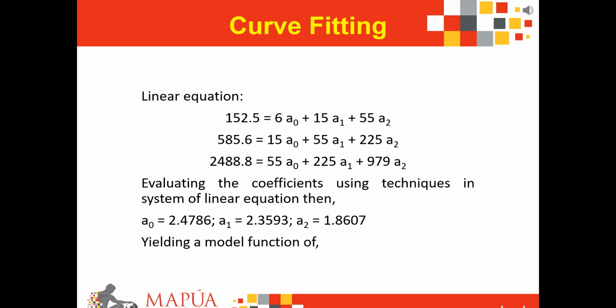And then substitute that onto your model function, which eventually gives you this model function, which is 2.4786 plus 2.3593x plus 1.8607x squared. This is how you evaluate your model function for a quadratic regression.